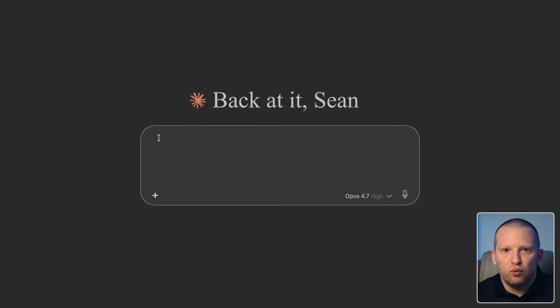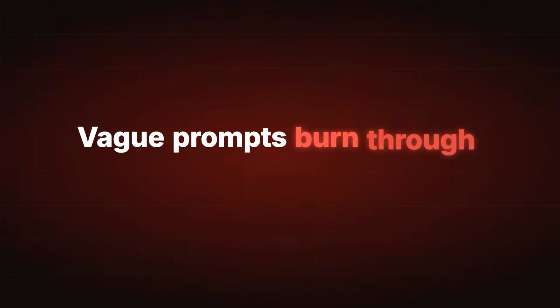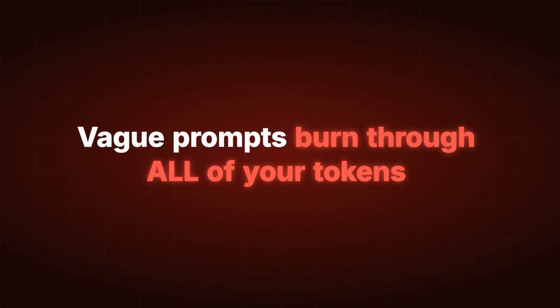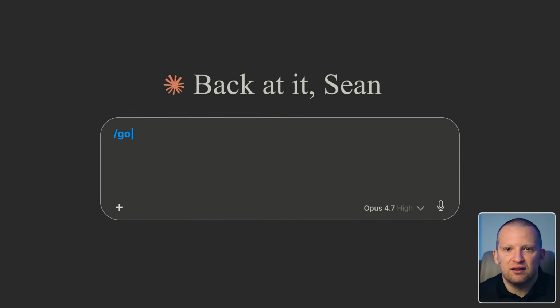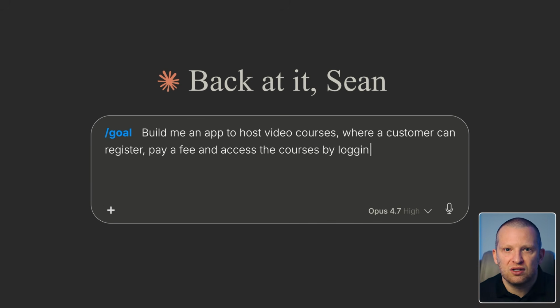For example, you don't want to say, build me an app to host my course. How does the supervisor know which features the app needs to build? It doesn't. It's way too vague. So Claude will either build something that doesn't work, or it will just keep going and building features you never wanted, and it won't stop. And it will burn through all your tokens, or if you're using the API, it will spend real money. Instead, you want to say something like this: build me an app to host video courses where a customer can register, pay a fee, and access the courses by logging in.